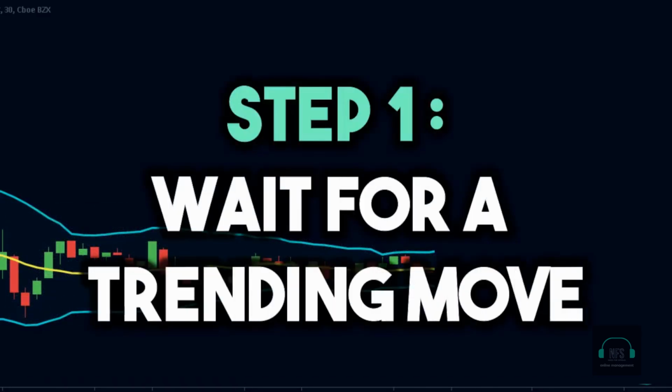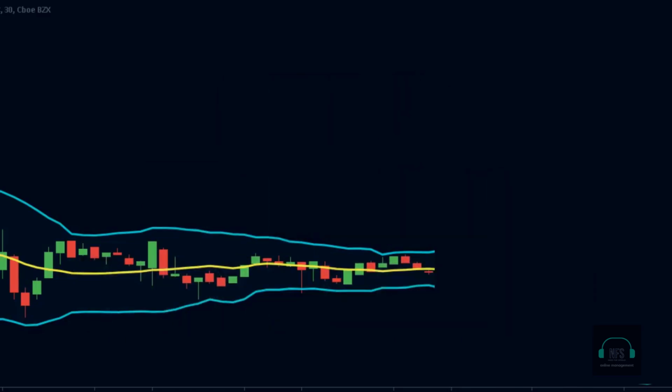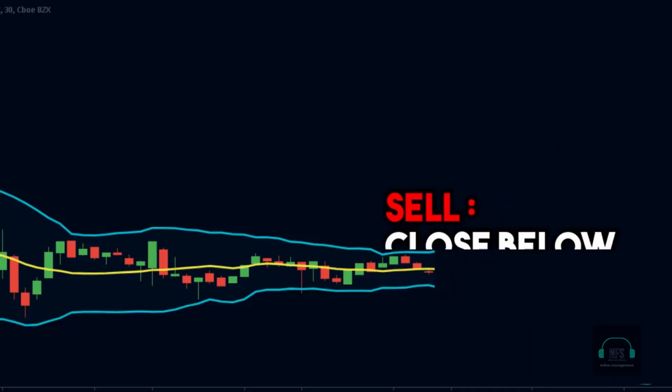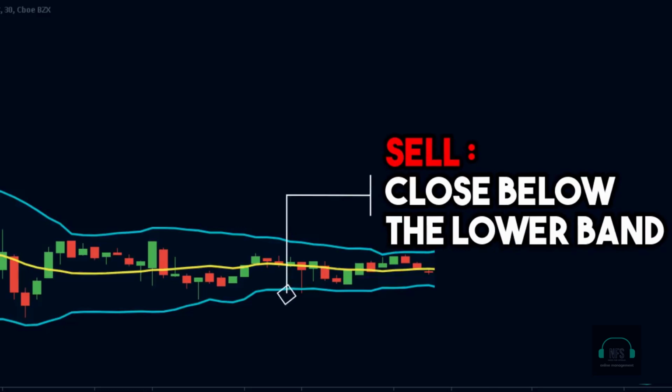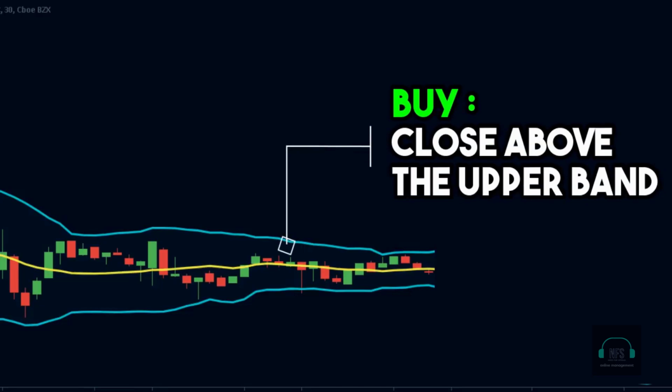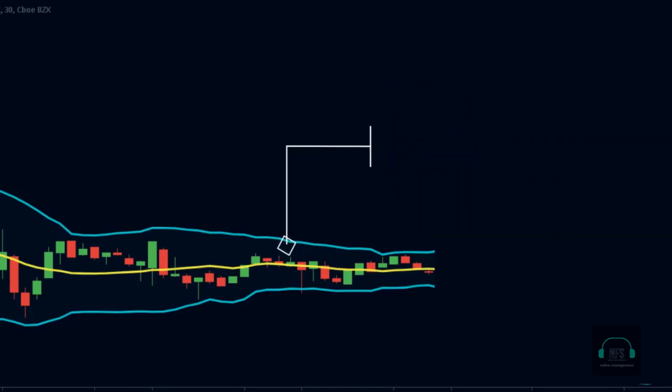The second step is to wait for the market to make a trending move. The trending move could be in any direction. We have to keep an open mind. According to this strategy, we sell when the price closes below the lower band. Similarly, we buy when the price closes above the upper band. Let us now skip a few candles. Here, the price closes below the lower band and hence we sell here.